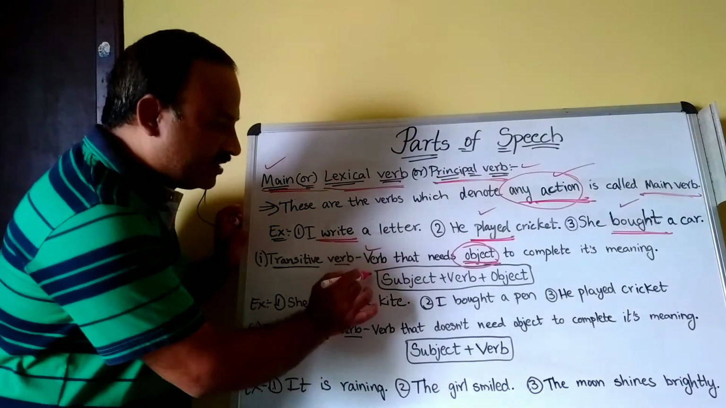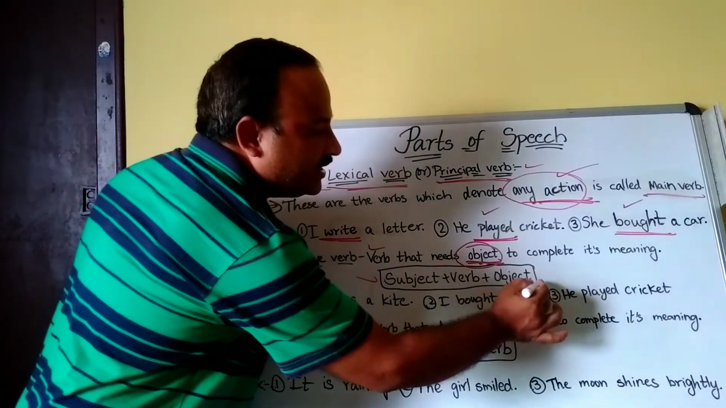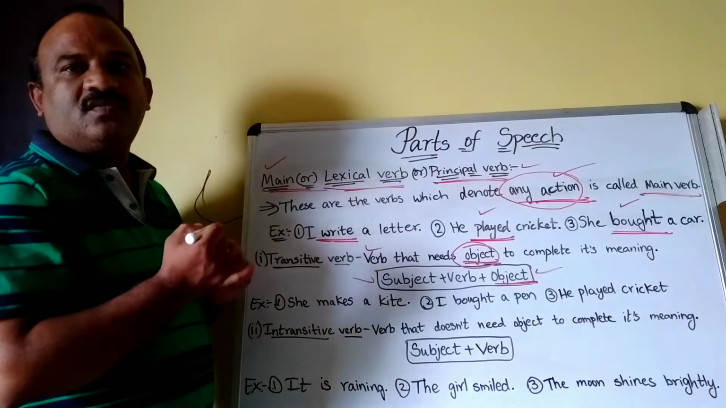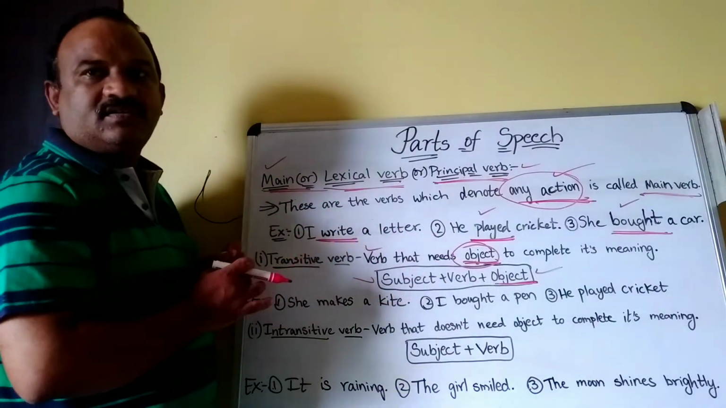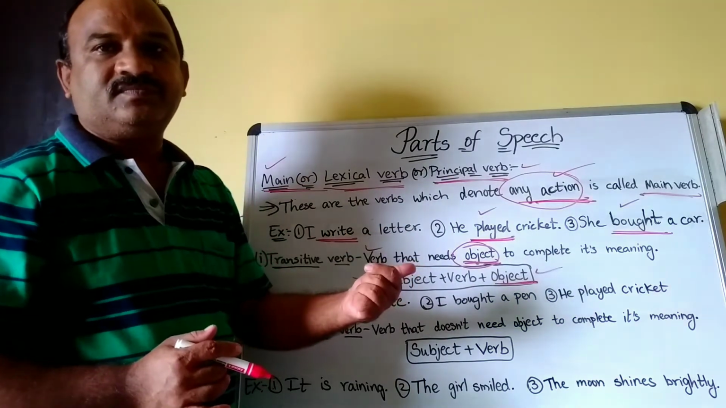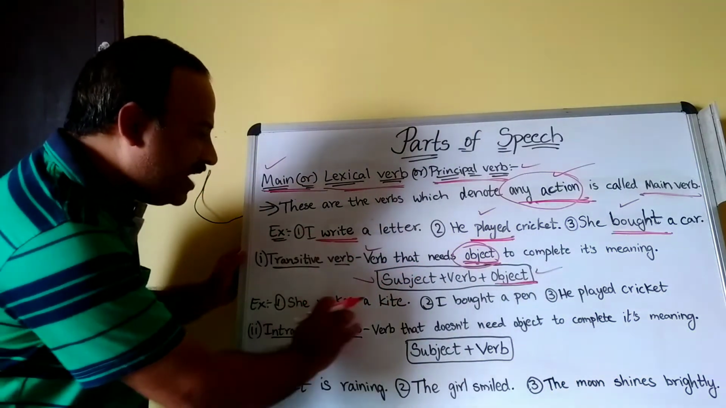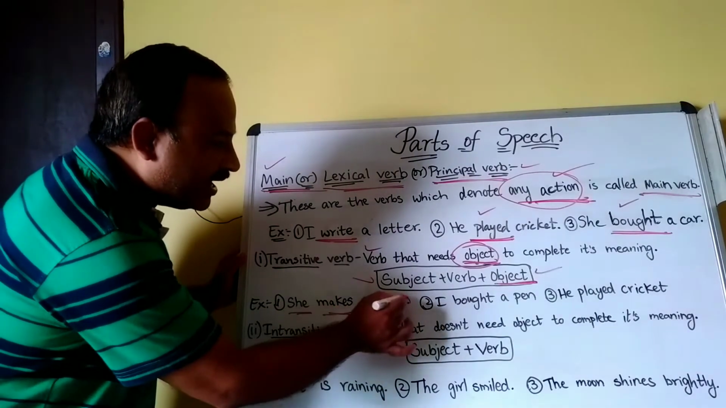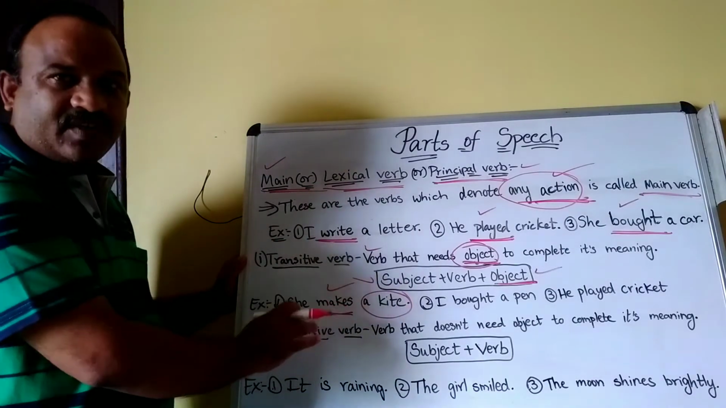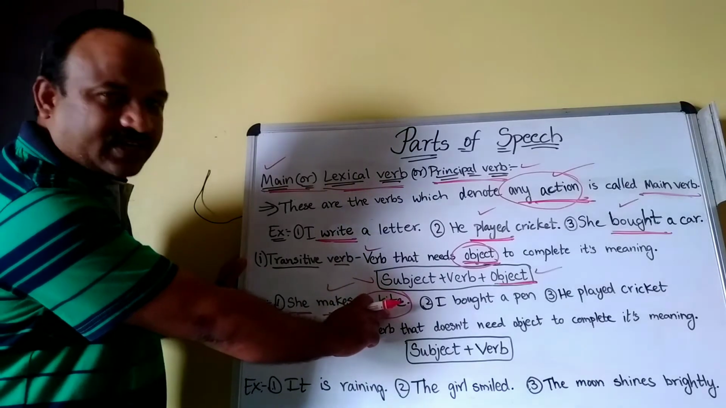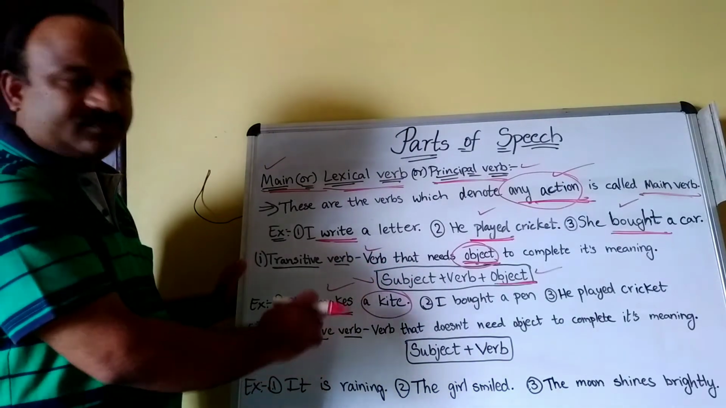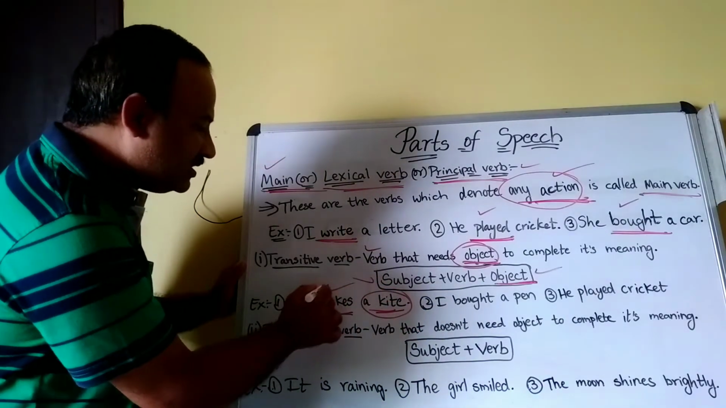That means this structure: subject plus verb plus object. This is the transitive verb sentence structure. It needs an object to complete its meaning. For example, she makes a kite. A kite is an object, right? So it is a transitive verb. Makes is a transitive verb because after makes, what is the object? Kite. So the verb is followed by an object. That is a transitive verb.